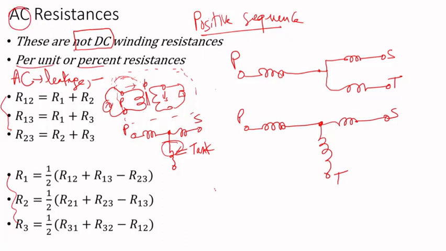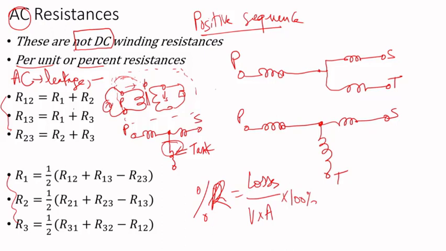Typically, for this resistance, you take the losses that you measure in watts divided by the volt-ampere rating of that transformer. This will give you per unit. If you multiply by 100%, you get the percent resistance. So this is a resistance, not DC.